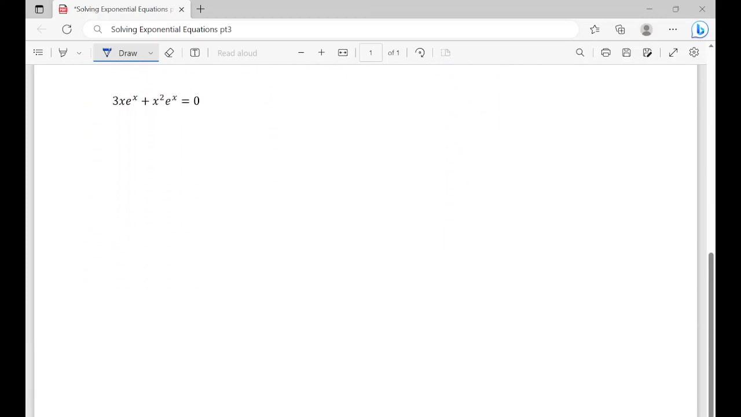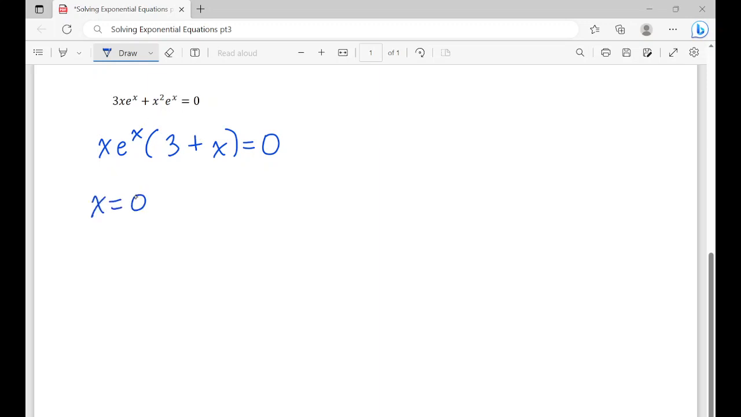Now we could try this one: 3x e^x + x^2 e^x = 0. I can see that I have an e^x common to both terms. Not only that, I can see that I have an x common to both terms, at least one. So I can factor out an x and an e^x from everything. So I can say x e^x, factor it out, and I'm left with a 3 plus a single x left over here, equals 0. And now that I've done my GCF, I can set each individual part equal to 0.